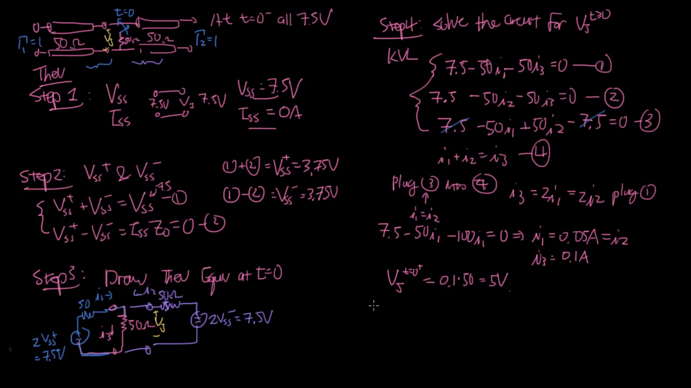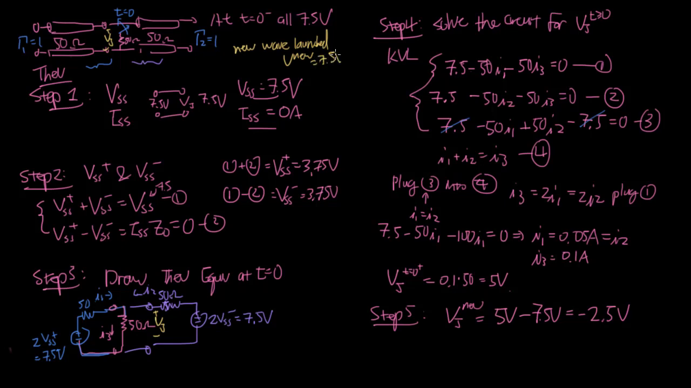And so now, step 5, we want to find the new wave that's coming out. Vj at t equals 0 plus is going to be equal to 5 volts, minus what it was before. So what was the voltage here before? It was VSS, right? It was 7.5 volts. So 5 minus 7.5 volts, which is going to be equal to negative 2.5 volts. And so we now know that the new wave that's launched, V new, is going to be equal to negative 2.5 volts.